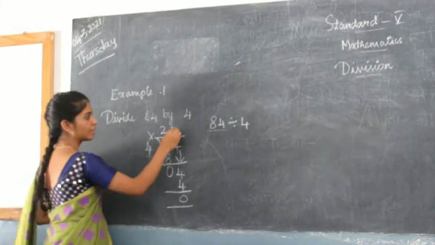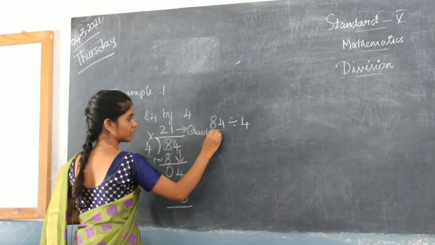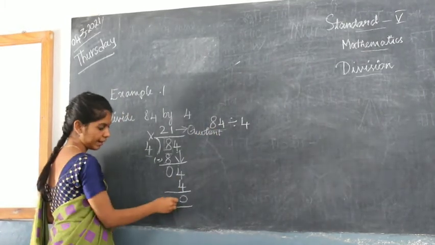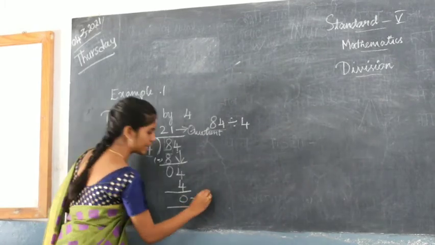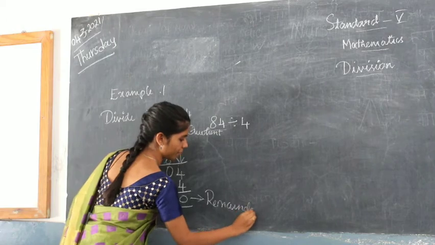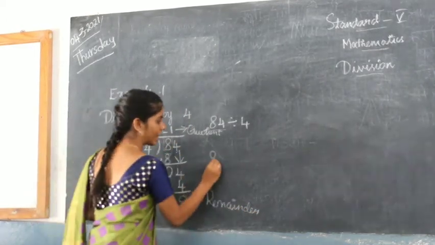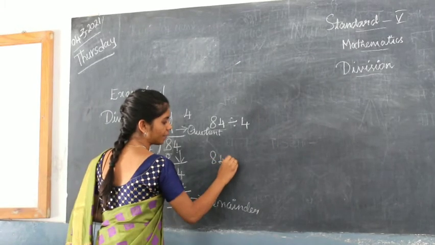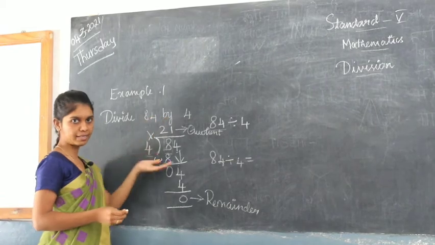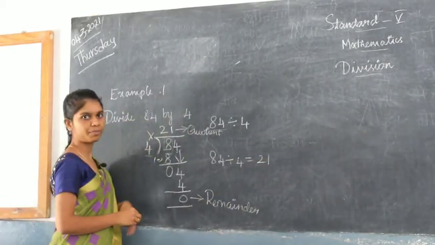You know that the number on the top is quotient. The number at the bottom, at the end whatever you get, is the remainder. Okay, now your answer will be 84 divided by 4 is equal to whatever you get in the quotient, which is 21. So your answer will be 21.